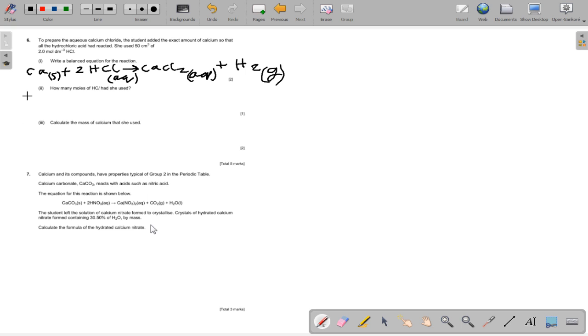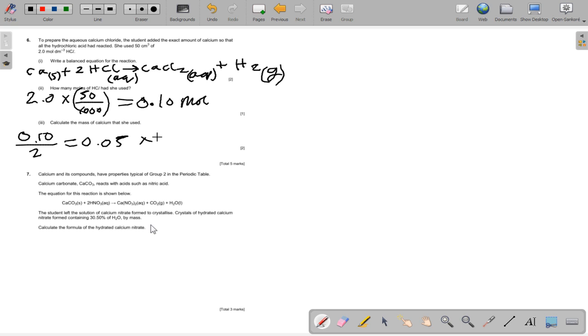And so, the moles is 2 times 50 over 1000. That's equal to 0.10 moles. And then, now using the molar ratio, serious part now, 0.1 moles over 2, because we need the moles of calcium. Oh, sorry, mass of calcium. Yes, we also need the moles of calcium, but I'm focusing on the moles first, times 40.1, which is the molecular mass of calcium. And doing this gives us the mass of 2.005 grams. So that's 5 marks if you did all that correctly.